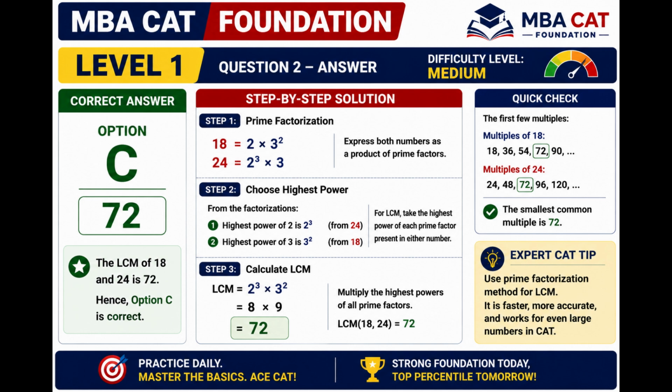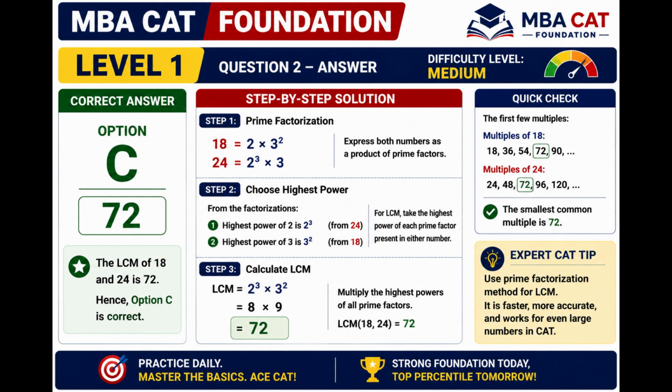Step 3. Calculate the LCM. Now multiply these highest powers together. LCM equals 2 cubed times 3 squared. That is, 8 times 9 is equal to 72. Therefore, the least common multiple of 18 and 24 is 72. So, option C is the correct answer.